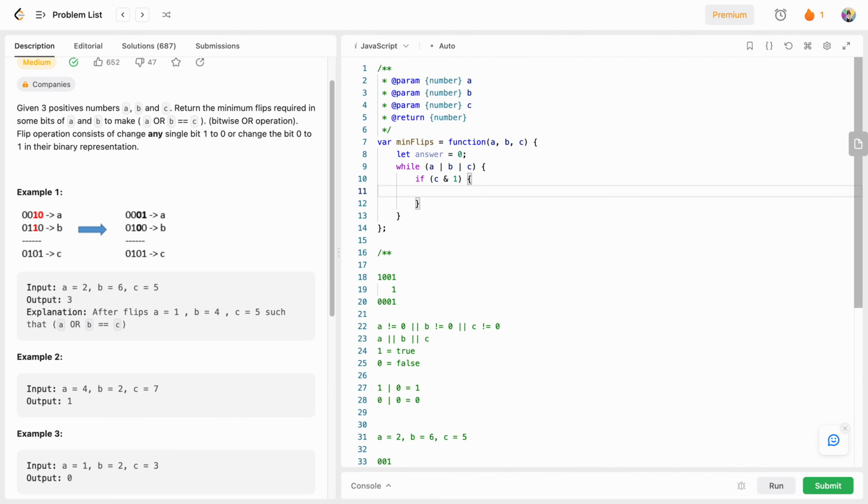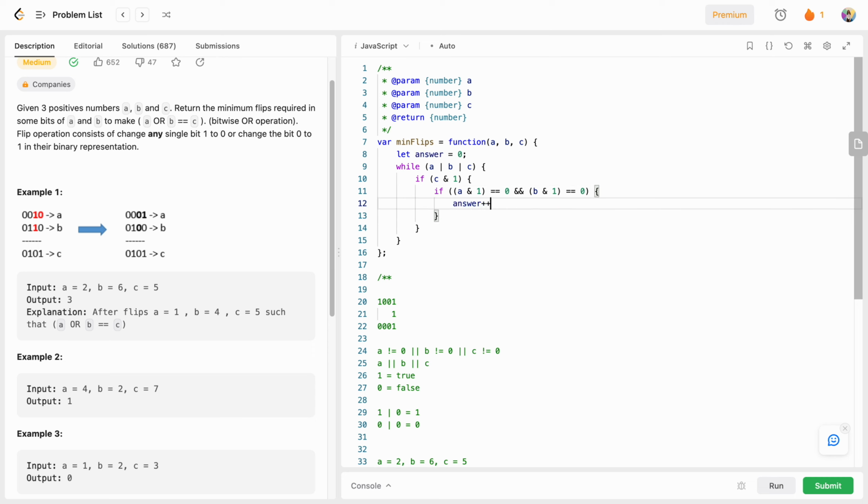So we need to check here the last bit of A. So A and 1 equals 0, and B ampersand 1 equals 0. That is when we do answer plus. Okay, so how can we shorten this? Since we are checking it with 0, I'm just going to add a not sign here, and that would be the same as doing A and 1 equals to 0.